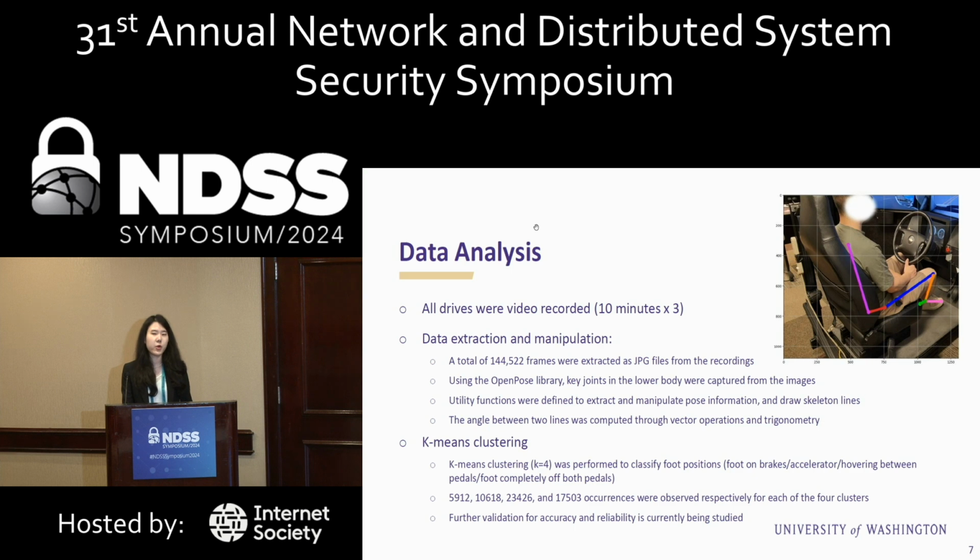Based on the recordings, we extracted 0.5 second frame images, and then using the OpenPose library, we extracted key joints in the lower body from the images. We also defined some utility functions to extract and manipulate pose information and draw skeleton lines, as you can see in the top right corner. Then the angles between these skeleton lines were computed through vector operations and trigonometry.